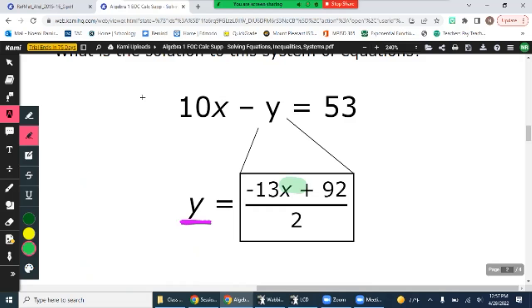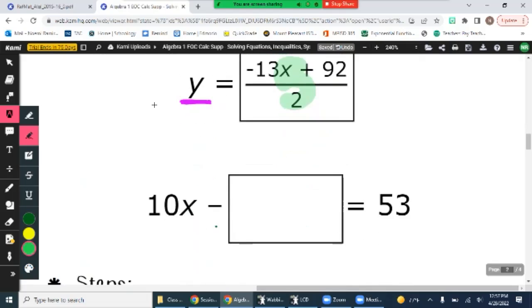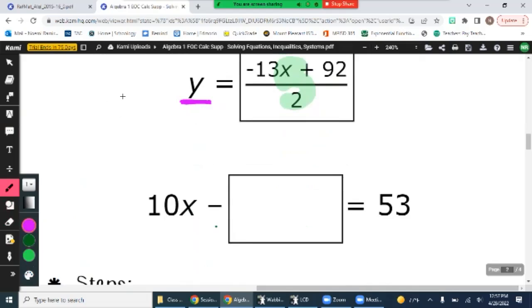It's the same as having Y is equal to a 5. So what do I change this Y to? A 5. It looks messier because we have a fraction, right? So let's plug it in. You're combining two equations and creating one. So instead of writing my Y this time, instead of having 10x minus Y, I'm going to have 10x minus 13x plus 92 over 2. Okay.